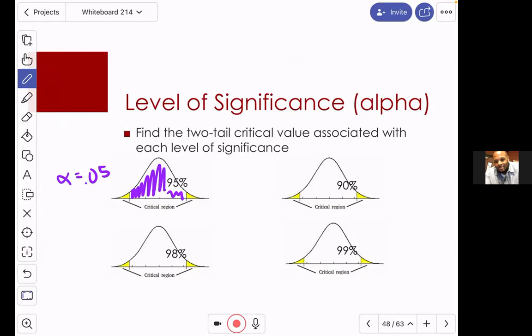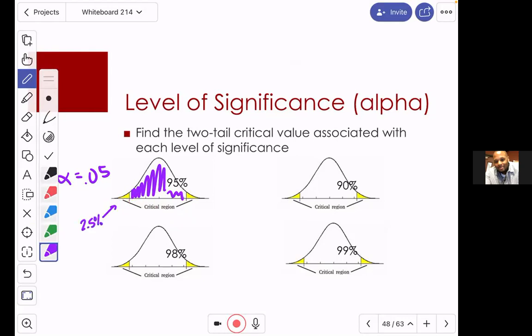Now, to find those critical values for that, how do we do that? That's the question, right? I want to find that critical value for 95%. In order to find it, we do it the same way we did the confidence level. If there's 5% on the outside, how much is sitting over here? 2.5%. 0.025.